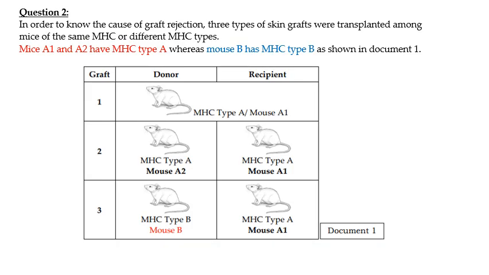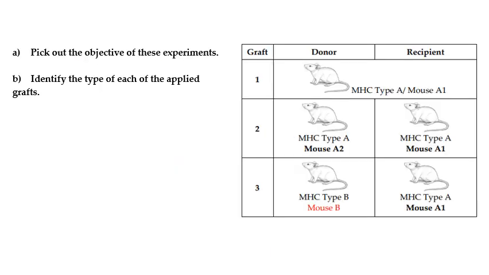Question 2. In order to know the cause of graft rejection, 3 types of skin grafts were transplanted among mice of the same MHC or different MHC types. Mice A1 and A2 have MHC type A, whereas mouse B has MHC type B as shown in document 1. Pick out the objective of these experiments as mentioned in the text to know the cause of graft rejection. Identify the type of each of the applied grafts.